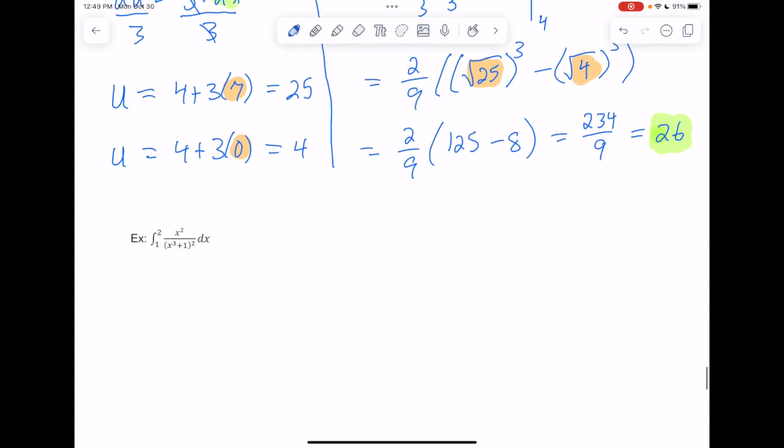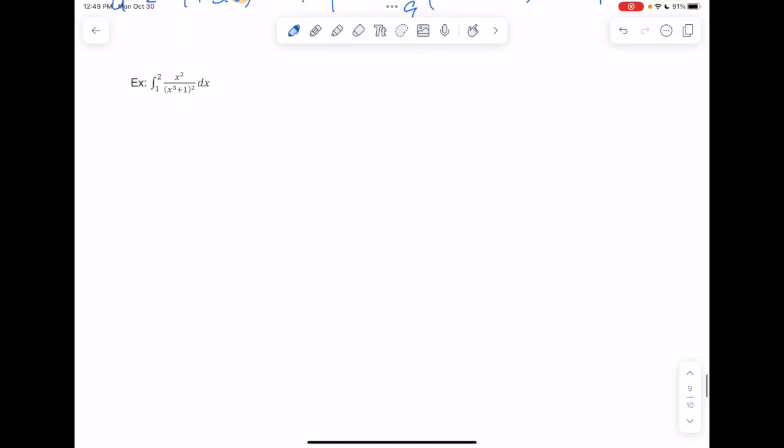All right, on to another example. We're doing the definite integral from 1 to 2 of x squared over x cubed plus 1 squared with respect to x. Looks like a messy one for trial and error. Good thing that's not our technique. We're going to let u equal that inside piece.